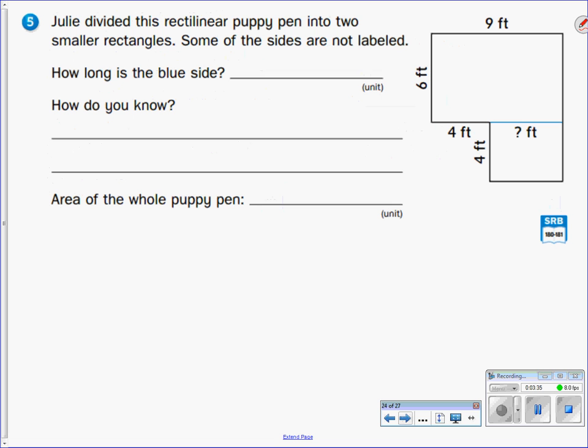All right, and for our last one here, it says Julie divided this rectilinear puppy pen into 2 smaller rectangles. Some of the sides are not labeled. How long is the blue side? If I look at this, I know this full length here would be 9, so this full length has to be 9 also. If I know this part of the line is 4, then what plus 4 equals 9? That would be 5. So this would be 5 feet.